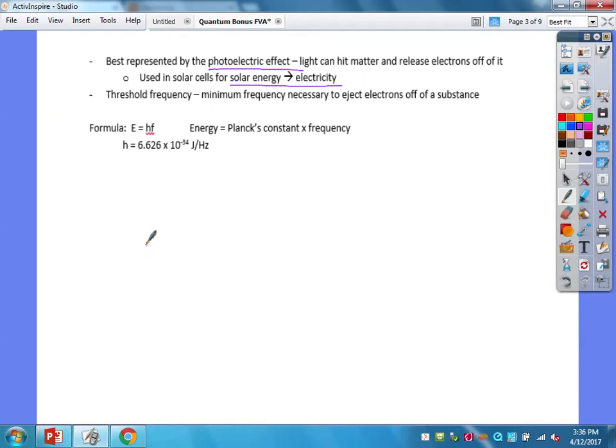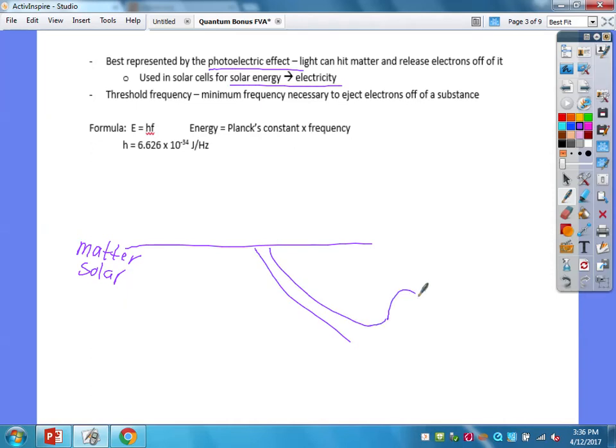Essentially, if I draw it out some, this is some sort of matter. We'll say it's a solar cell. What we do is connect that to some wires, and then I'll connect it to a light bulb. There, using my old picture of a light bulb.